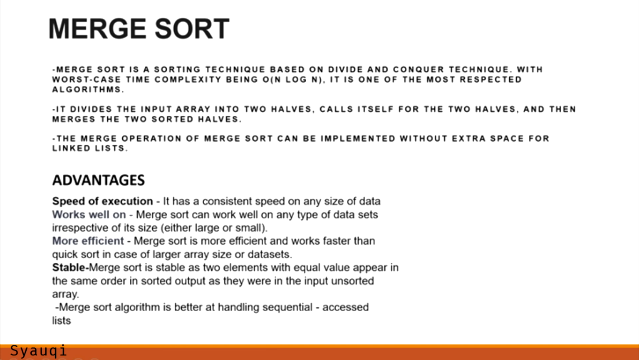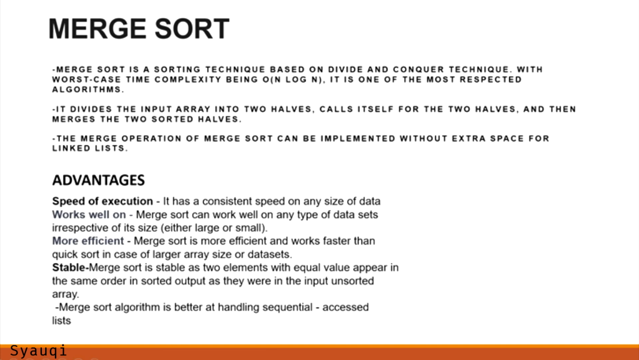There are a few advantages. The first is the speed of execution. It has a consistent speed for any size of data. The next advantage is that it works well on any type of dataset, irrespective of its size, either large or small. The next advantage is that it is more efficient. Merge sort is more efficient and works faster than quicksort in the case of larger datasets.